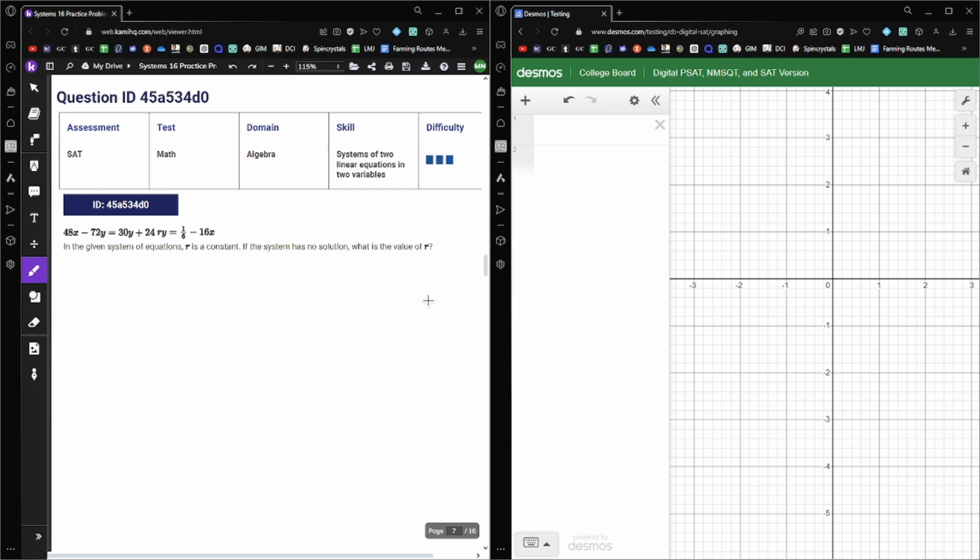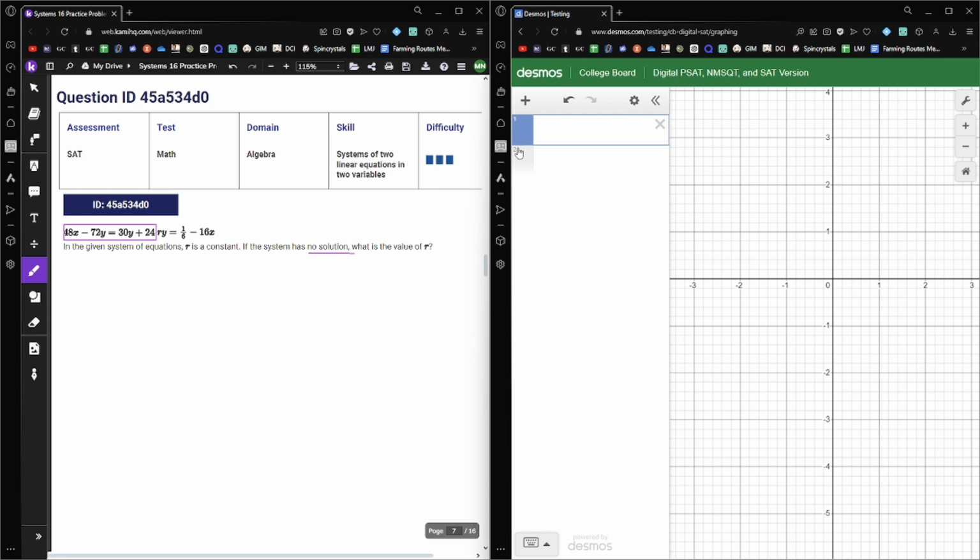Question number 7. In the given systems of equations, r is a constant. If the system has no solution, what is the value of r? Oh, okay, hold on, give me a second. So that is one equation, and that is the other equation. Alright, we've done a few of these already. All we have to do is put it in Desmos and adjust the slider until they are parallel lines.